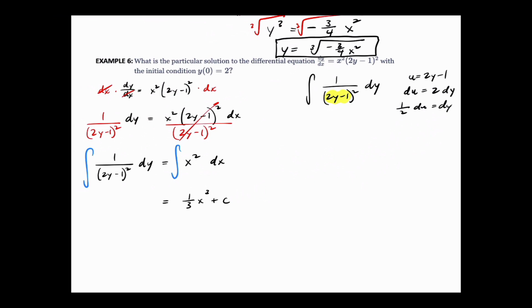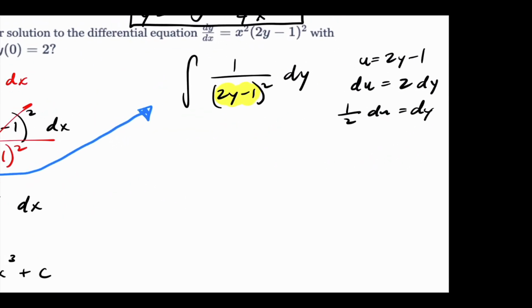Let me put a little note here. Okay. So we get 1 over u squared dy. Oops, and then I got to put in dy. dy gets a 1/2 and then a du.